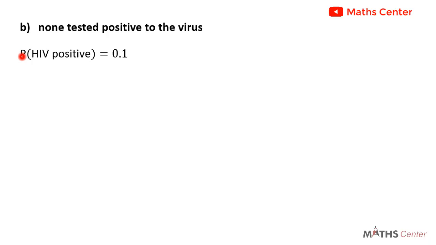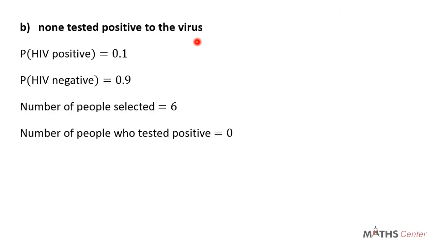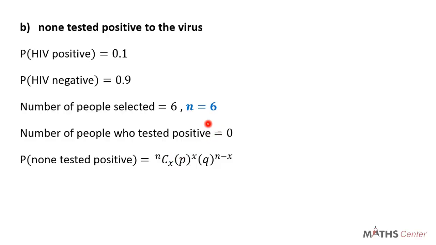We know that the probability that a person tested positive is 0.1. The probability that a person tested negative is 0.9. 6 people were selected, so the number of people selected is equal to 6. We are looking for the probability that none tested positive to the virus. So here, the number of people who tested positive will be 0. The probability will be given by n combination x, p exponent x, q exponent n minus x. N will be the number of people selected, which is 6.